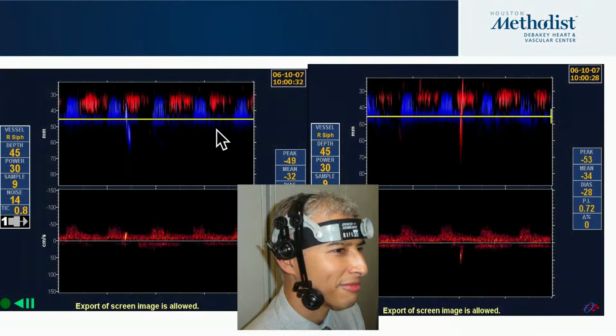What's funny is that whatever goes up to the brain also comes down. So what you see here is a blue signal going up to the brain, and the red one, that's your IJ.